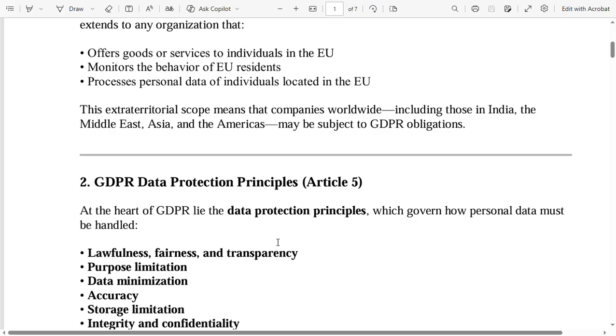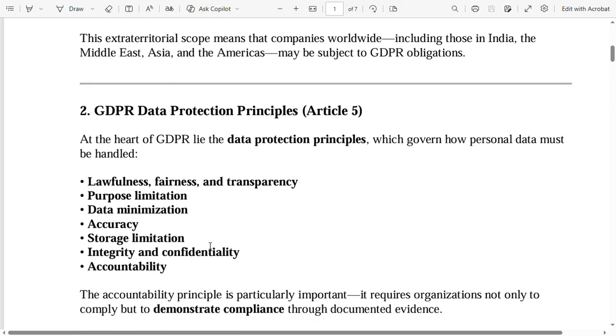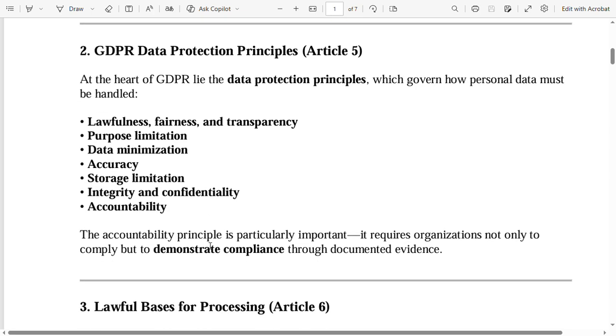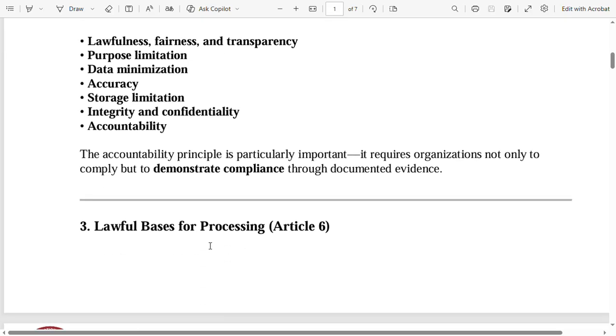Article 5. At the heart of GDPR lie the data protection principles which govern how personal data must be handled. Lawfulness, fairness, and transparency, purpose limitation, data minimization, accuracy, storage limitation, integrity and confidentiality, accountability. The accountability principle is particularly important. It requires organizations not only to comply but to demonstrate compliance through documented evidence.